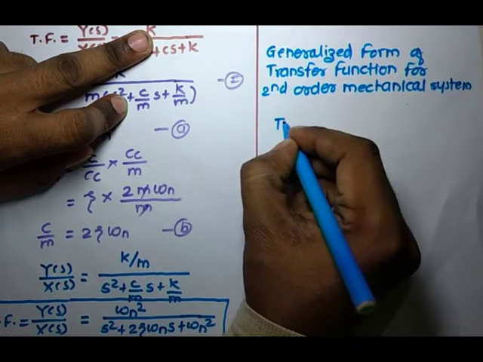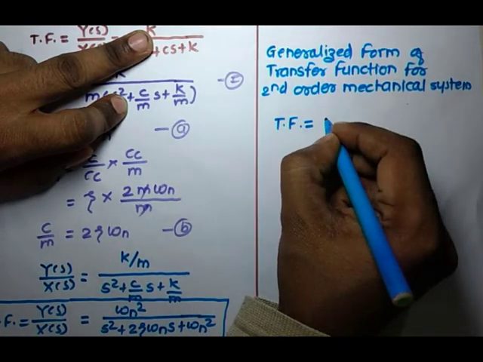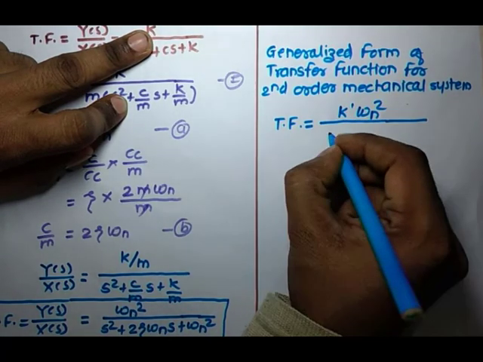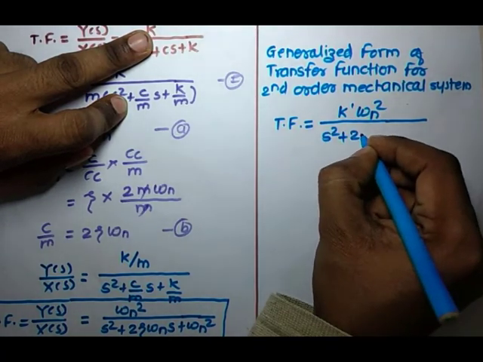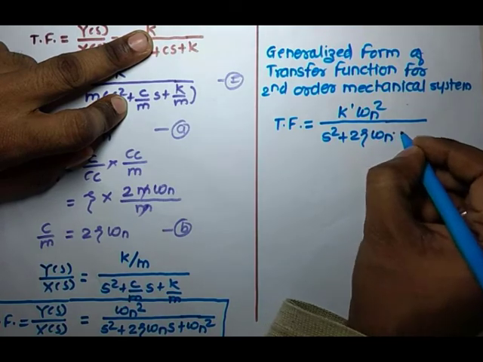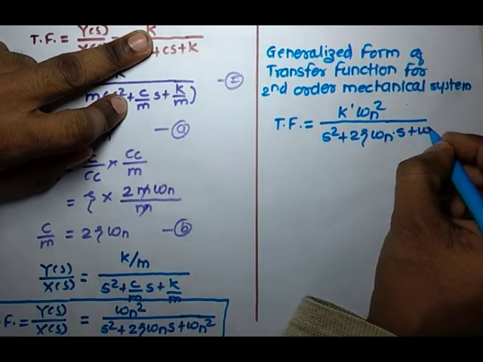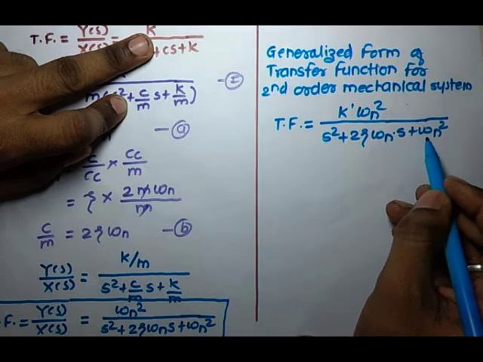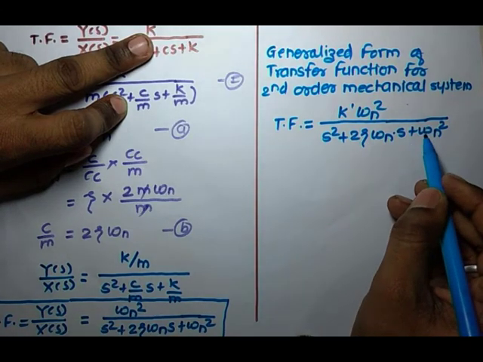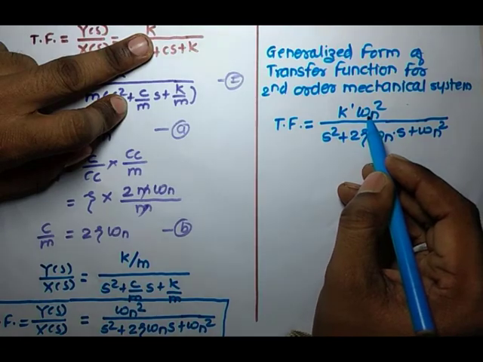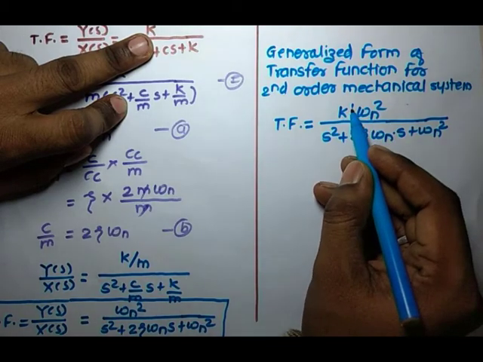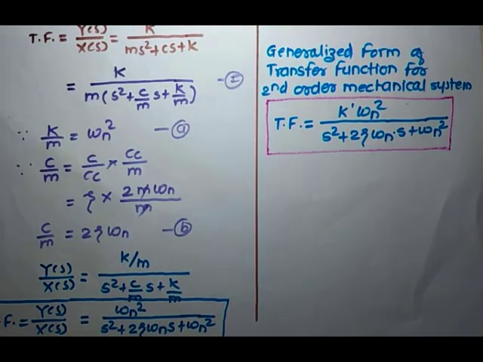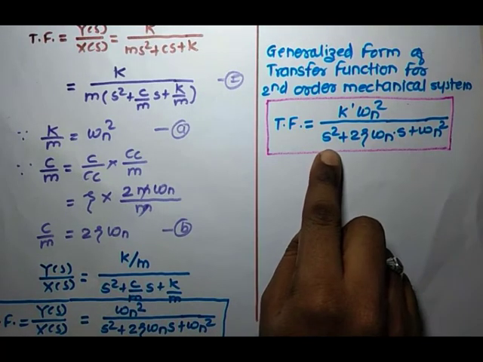So the transfer function is equal to, we'll write it as k dash into omega n square over s square plus 2 zeta omega n into s plus omega n square. If you observe carefully, it's a quadratic equation and the last quantity in the characteristic equation is also present in the numerator as omega n square, and k dash is any constant or the gain value. So this gives a generalized form of the transfer function of any second order mechanical system.